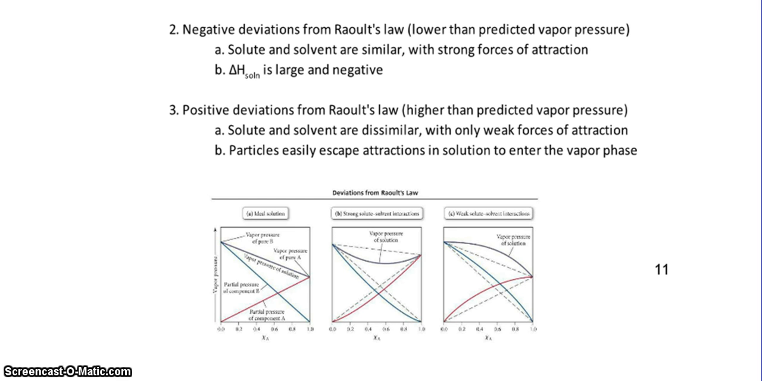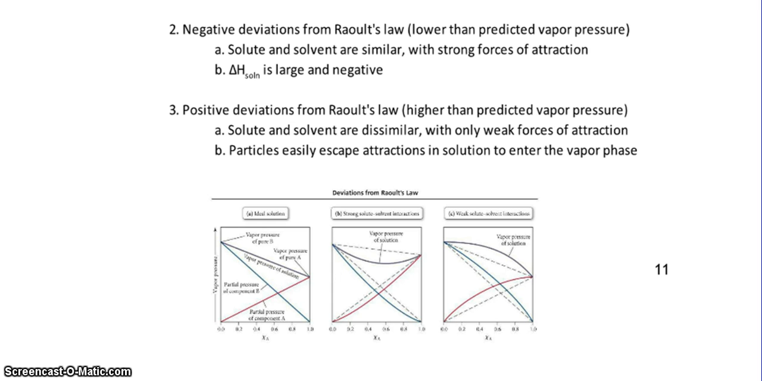Now, what causes something to be lower than the predicted value? Well, if you have a lower deviation, that means you have fewer gas molecules in the container. Why would you have fewer gas molecules? Well, because the solute and the solvent are very, very attracted to one another, and they will stay in that liquid phase, having fewer gas molecules in the gas phase. So that would be a negative deviation.